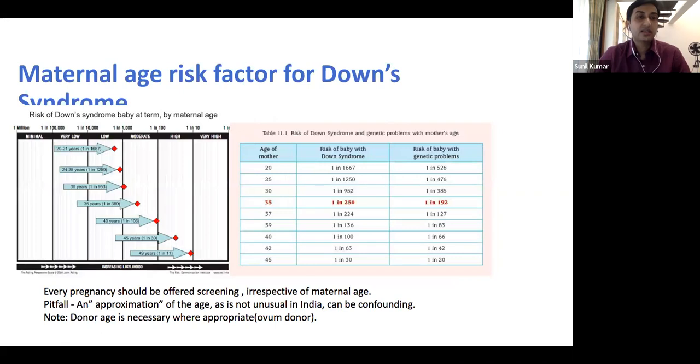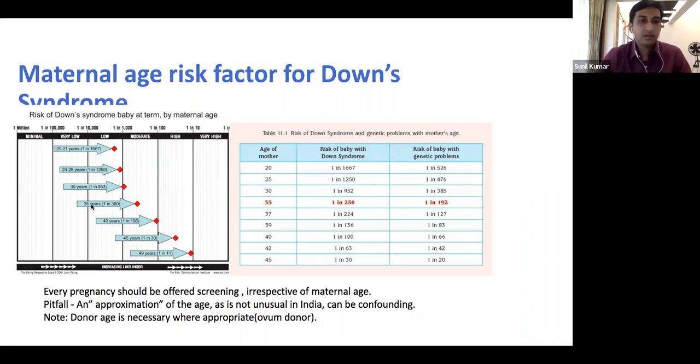Let us see this chart, the maternal age risk factor for Down syndrome. So, risk of Down syndrome baby at term by maternal age. Here in these columns we have done the risk stratification as minimal risk, very low risk, low risk, moderate risk, high risk, very high risk. There is nothing called minimal risk. It is either very low risk, meaning whatever age the woman becomes pregnant, there is a risk of giving birth to a Down's baby. If the pregnant woman's age is 20 to 21 years, the risk is very low to low. 24 to 25 years, still very low to low. 30 also very low to low.